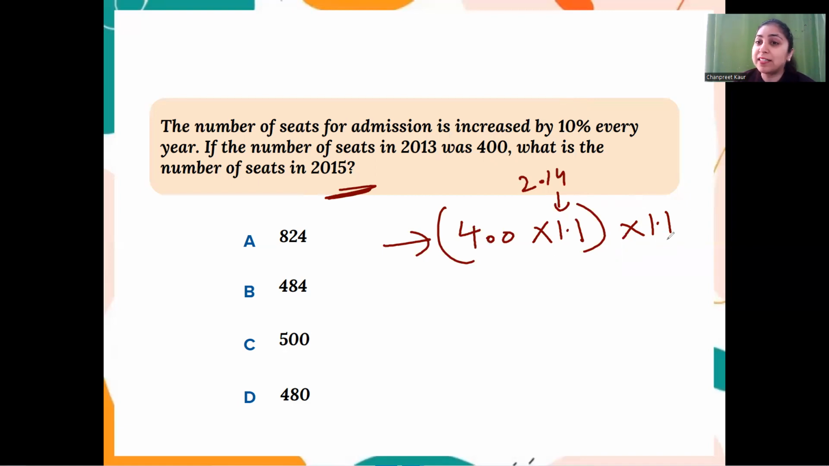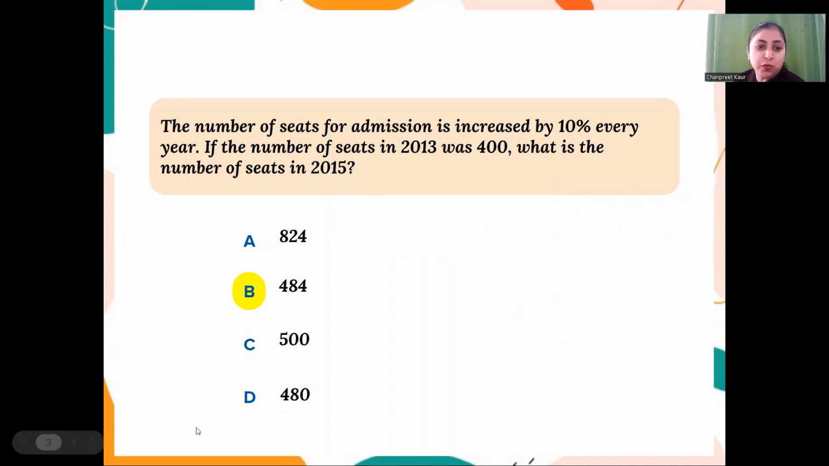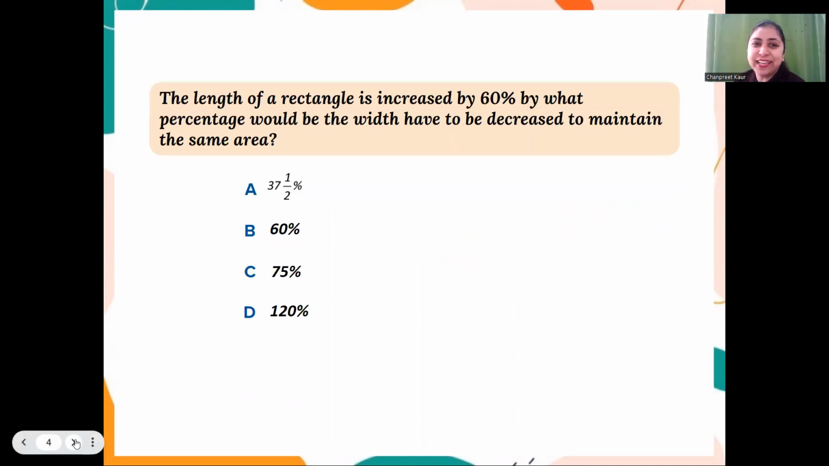So let us multiply this. If you need to simplify, you can say it like this. So this is 11 times 11, 121, into 4, that is 484. So 484 will be your answer here, right? I hope this is helpful for you. So 484 is the correct answer in this case. Let us move to the next question very quickly.